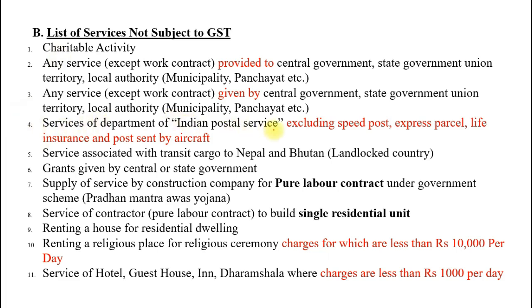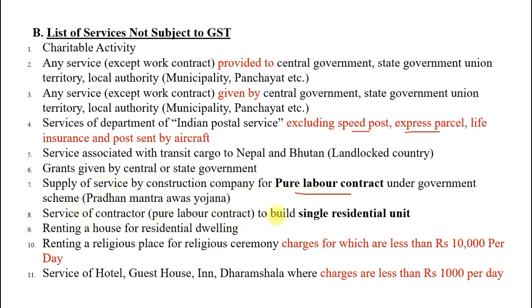Services of Department of Indian Postal Service excluding speed post, express parcel, life insurance post and by aircraft. Now always remember, services which are available for the mass population will all be exempted, but those which are luxury, like speed post, express parcels, first class service, all that becomes taxable. Services associated with transit cargo to Nepal and Bhutan are again exempted. Grants given by central or state government are exempted.